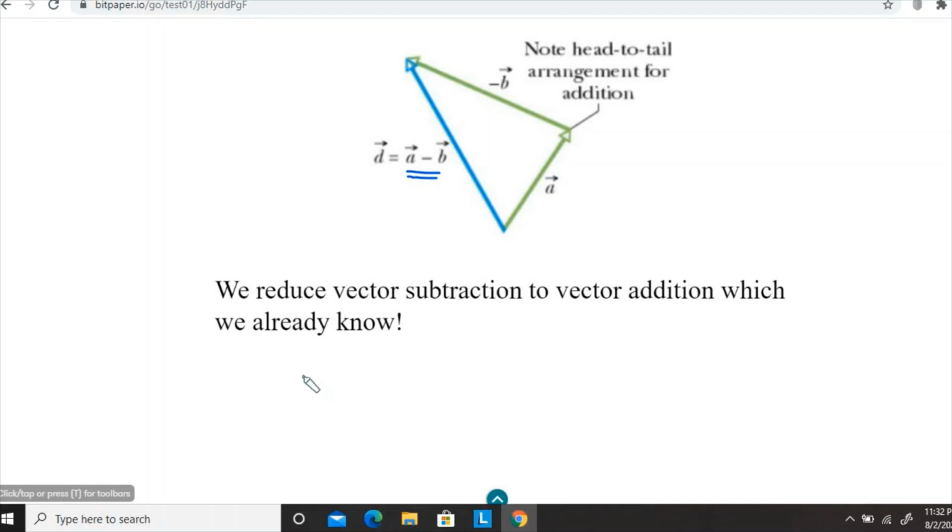So again, remember, even if you have a difference of two vectors like this, you can write it as a vector sum of a positive vector and a negative vector like this.